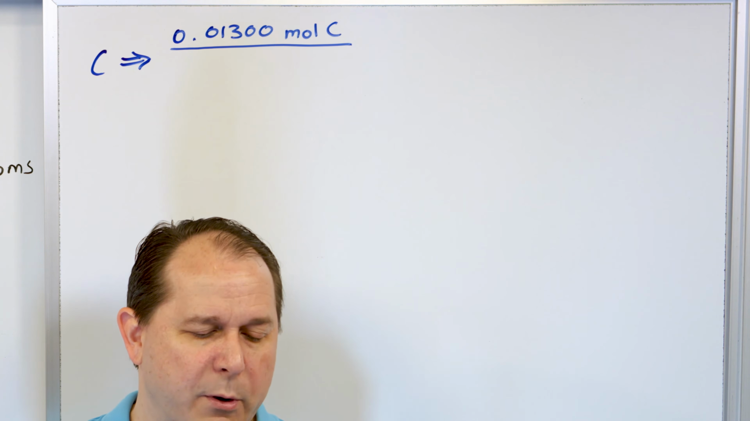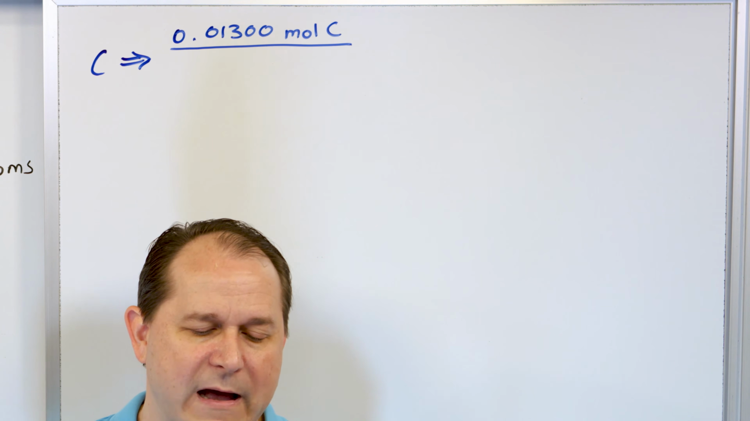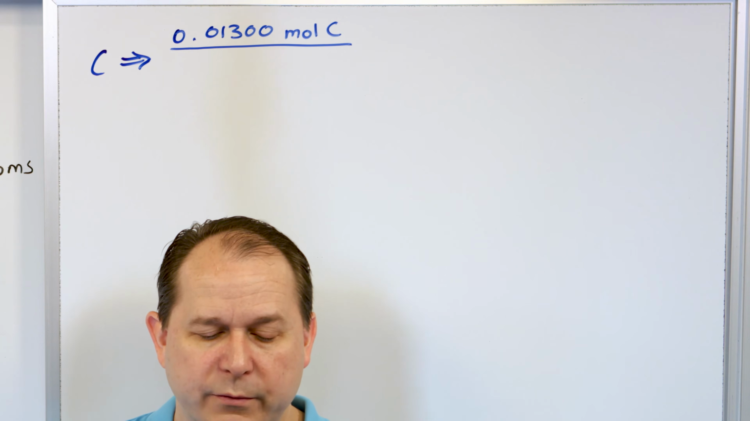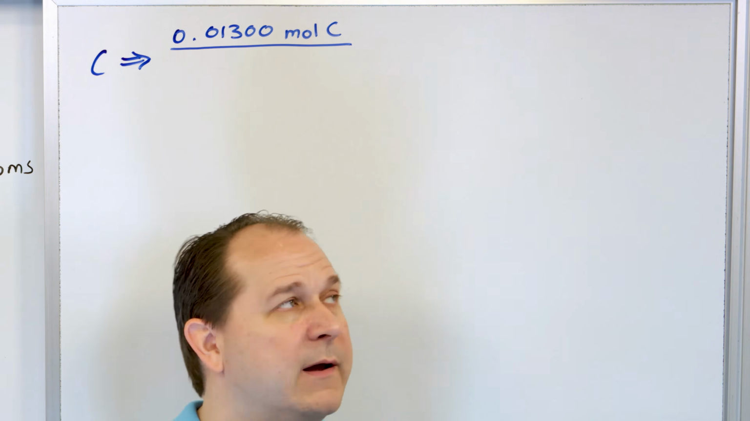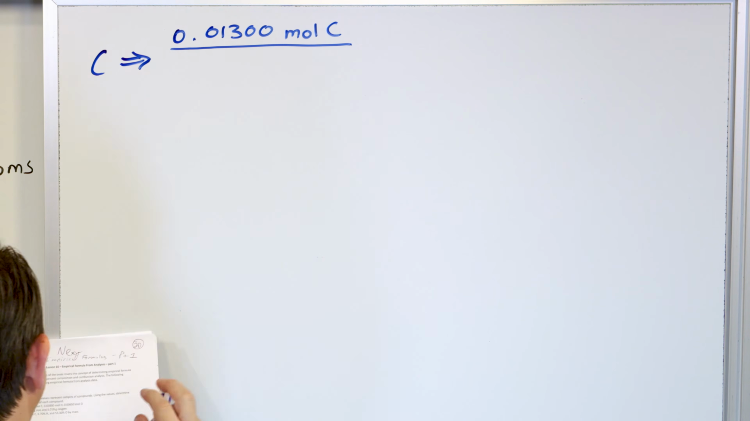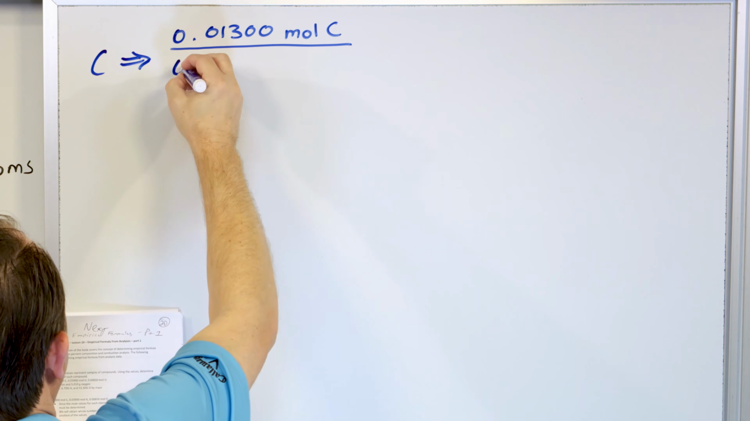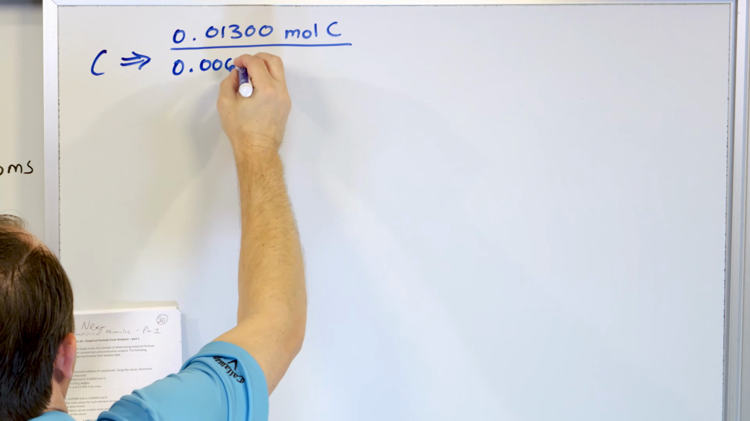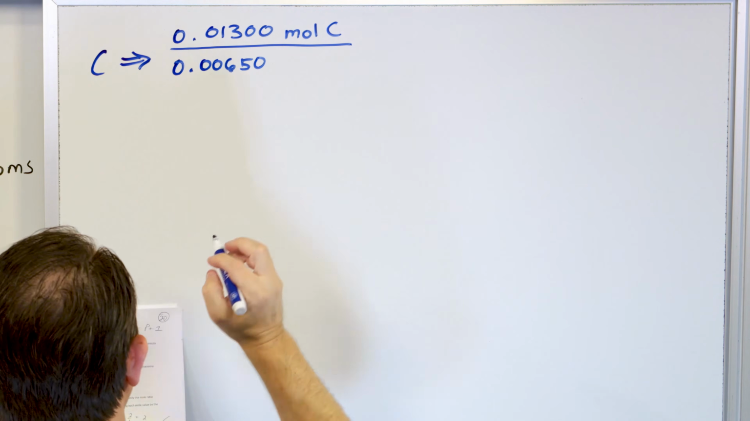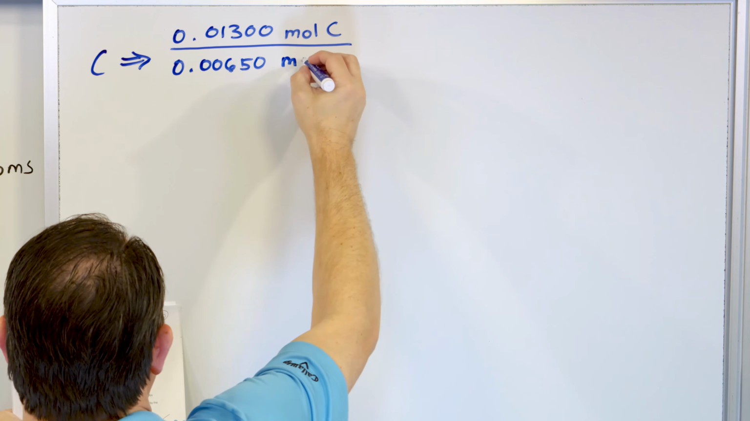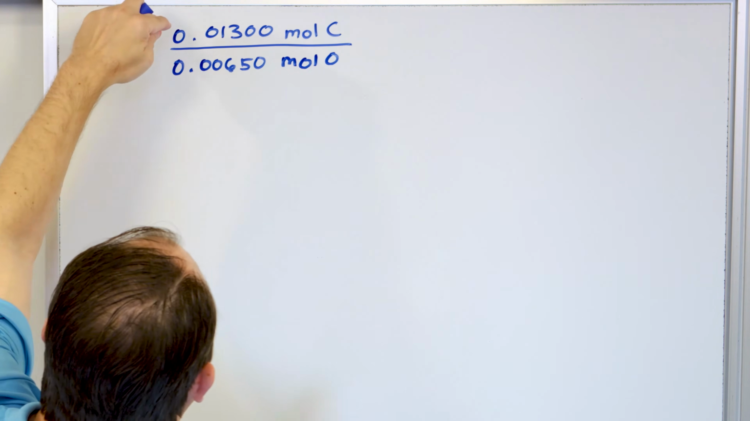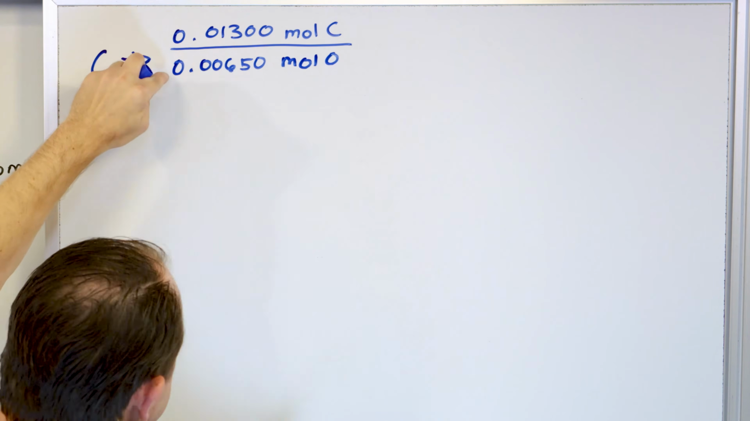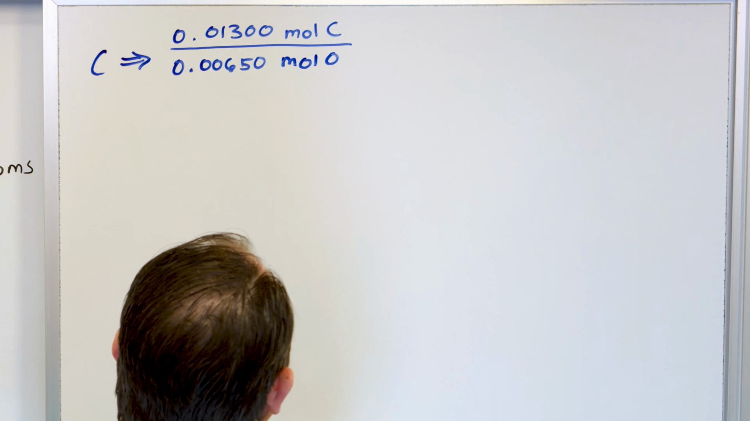So we know we have the moles of carbon, the moles of hydrogen, and the moles of oxygen. Oxygen at 0.0065 is the least number, the smallest amount of stuff that we have. So we're going to divide by a common number, 0.00650. You always divide by the smallest amount that you have, moles of oxygen. So you see what we're doing? We're literally taking the moles of carbon and dividing by the moles of oxygen, all right?